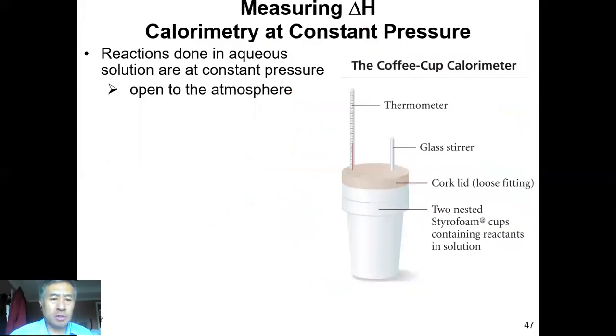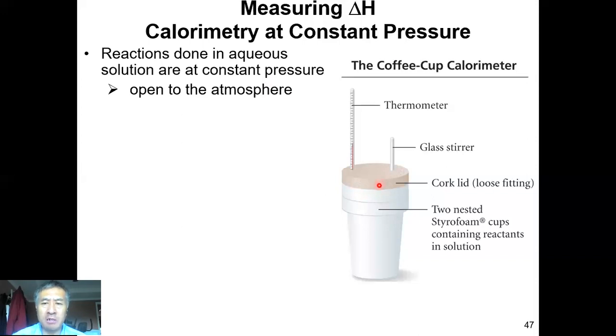Okay, now we are going to study how to measure the delta H. So again, we use a calorimeter. If we use a calorimeter at constant pressure, then what we measure is actually the delta H. Reactions done in aqueous solution are easily at constant pressure. For example, in this setting, it is constant pressure because it is open to the atmosphere.